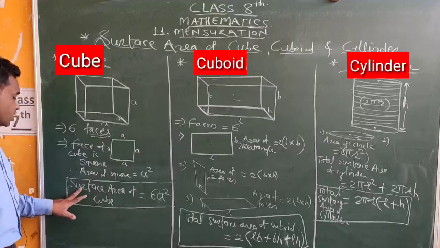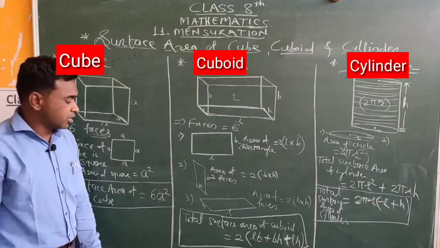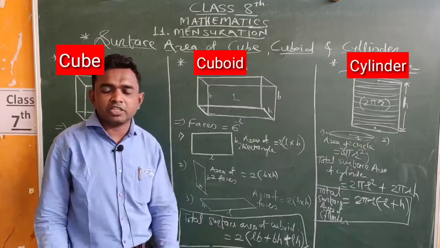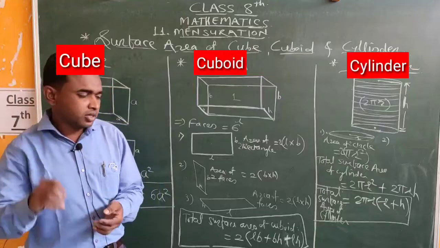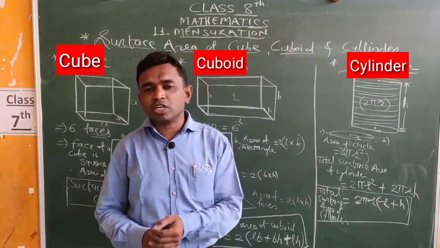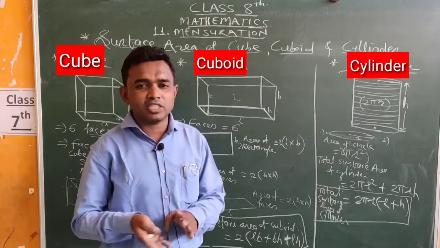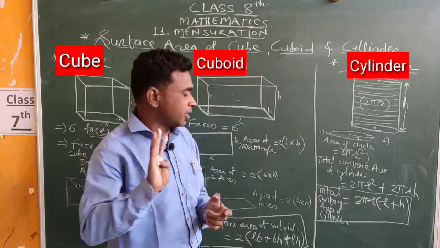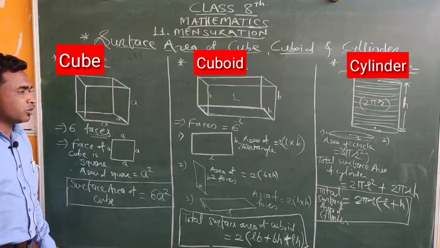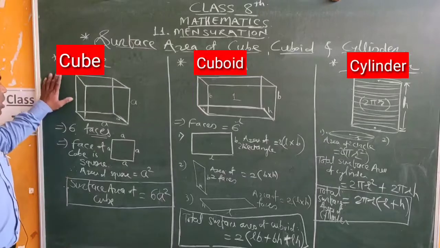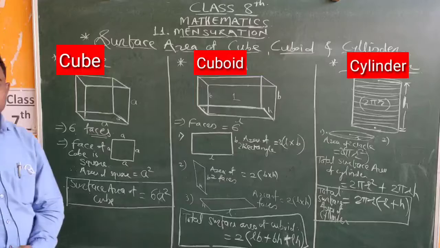What is the formulation? Surface area of the cube is 6 into side square, means 6a square. Total surface area of the cuboid is 2 into bracket LB plus BH plus LH. Understand? And the total surface area of the cylinder is equal to 2 pi r into bracket r plus h. 2 pi r into bracket r plus h. So this is all our today's portion. Now in the next part we are going to solve the next exercise. Understand? Thank you, students.